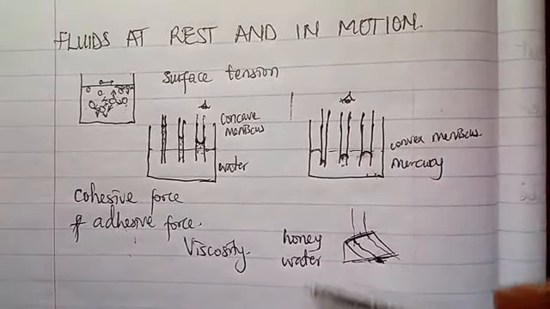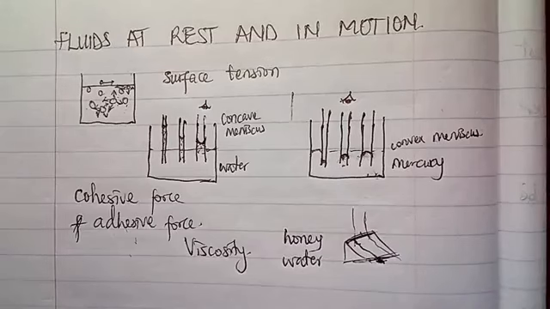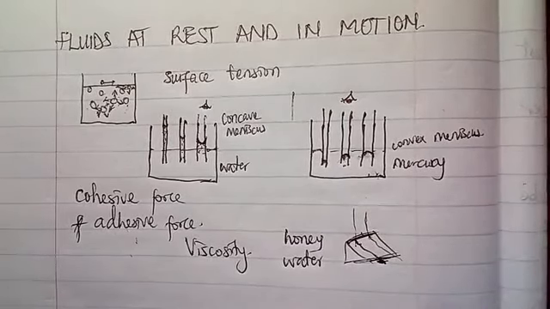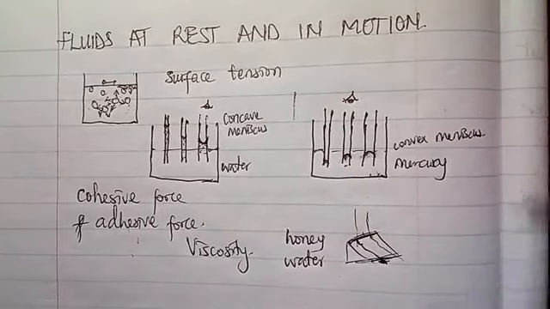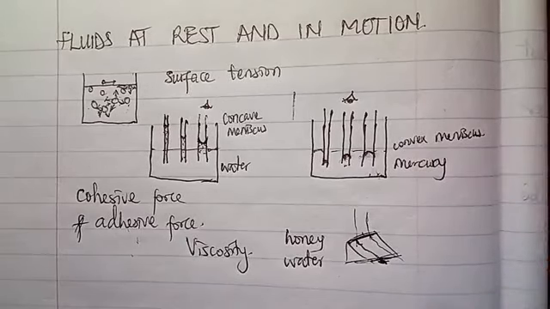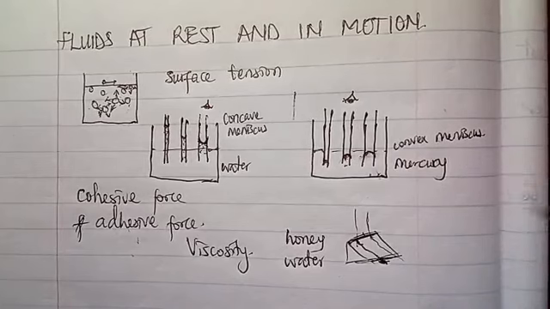So we see that honey is more viscous than water because honey flows slowly. It is more viscous. It has more resistance to its flow. The resistance to flow of a fluid is called viscosity. That is friction in fluids.